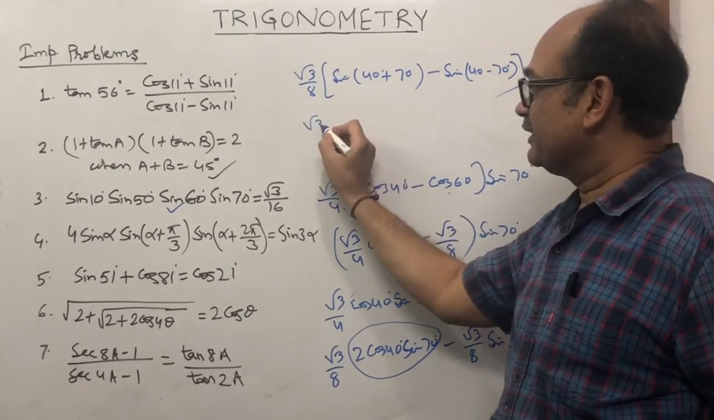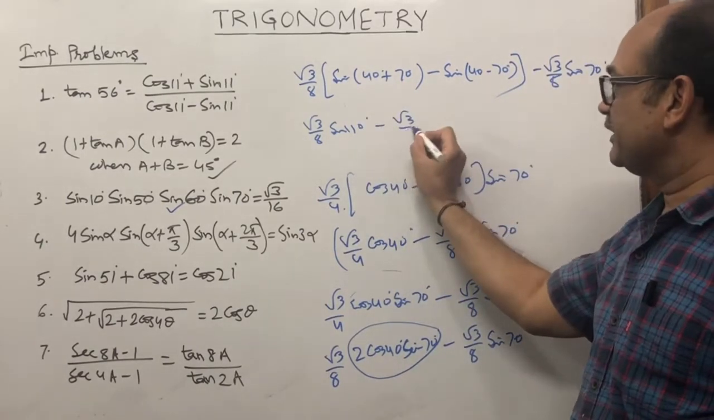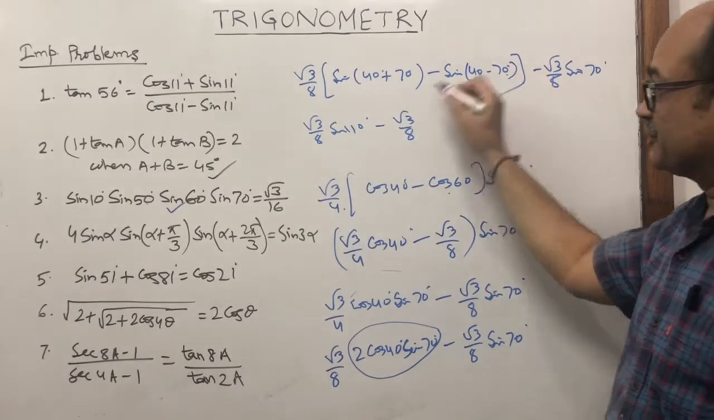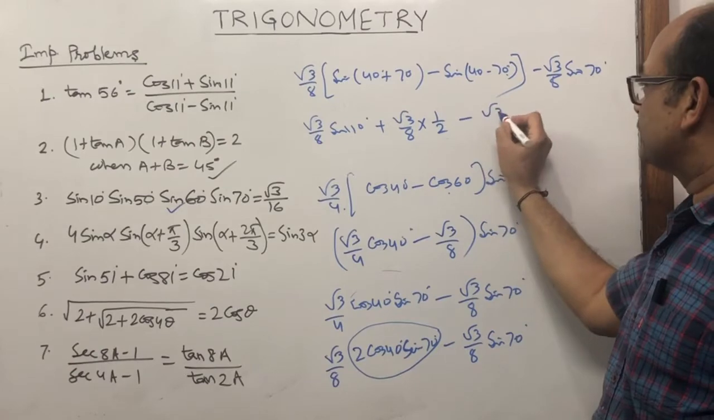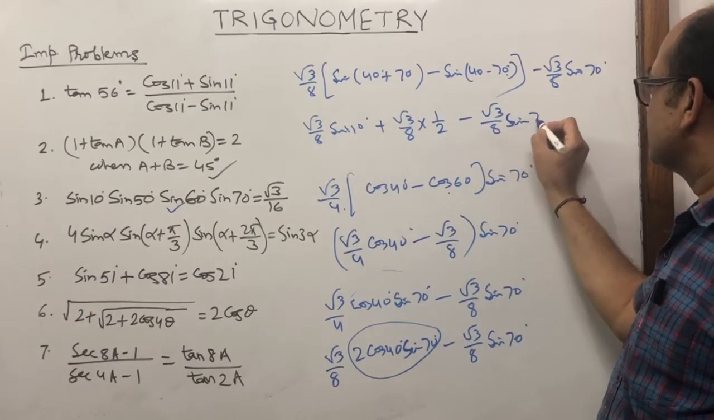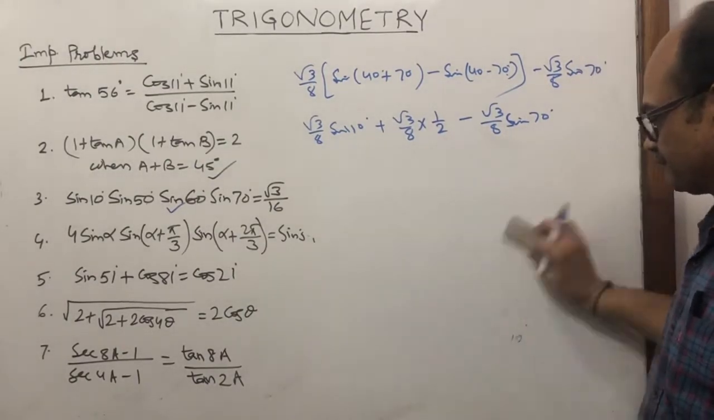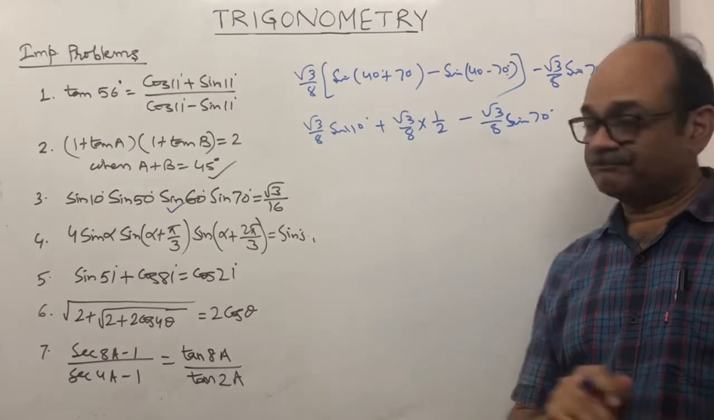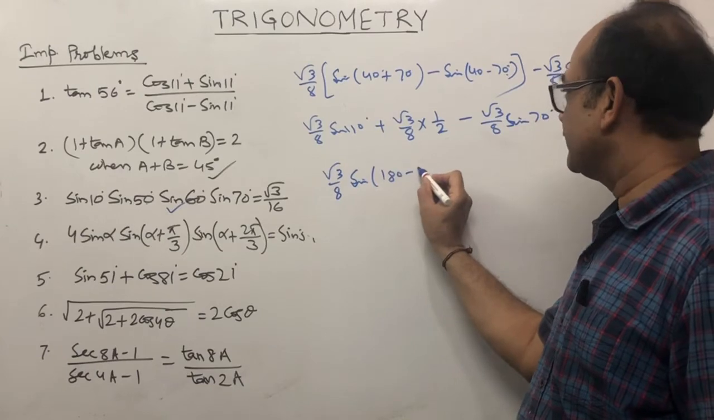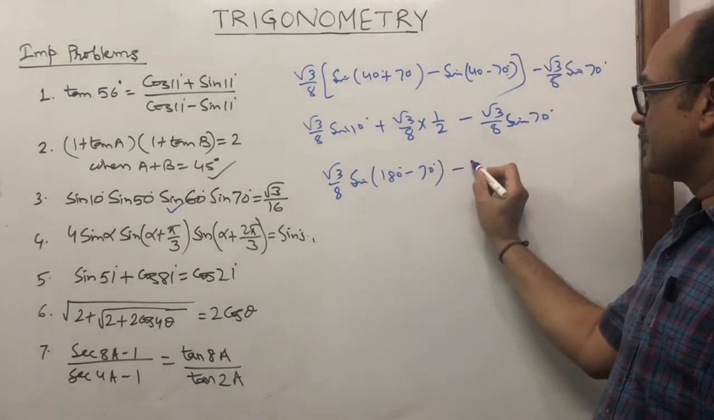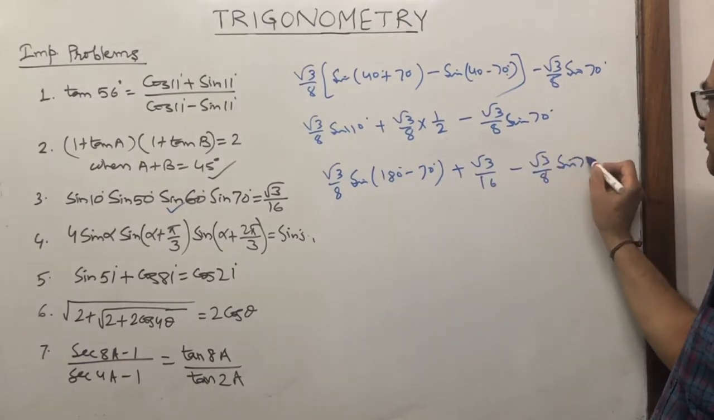Now root 3 by 8 sin 110 minus root 3 by 8 sin 30 of minus, so it will become sin 30 of plus, easy, and minus root 3 by 8 sin 70. The last step, very simple. What is sin 110? Sin 110 is sin 180 minus 70. This will become root 3 by 16 and this is root 3 by 8 sin 70.